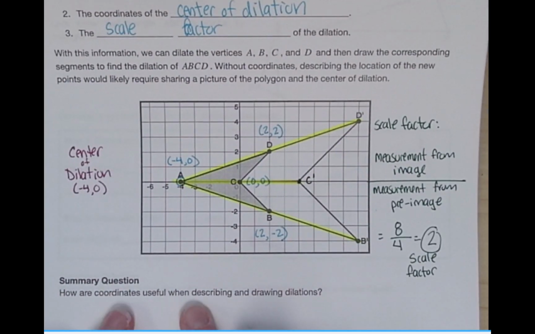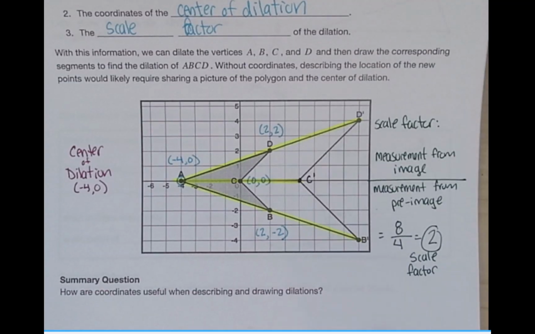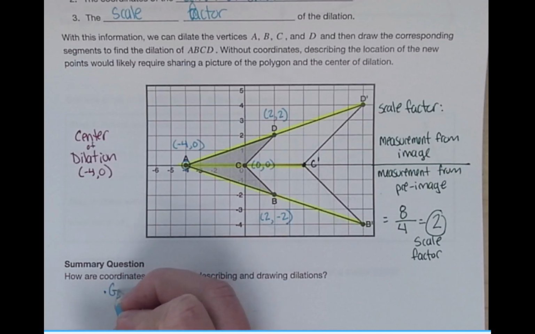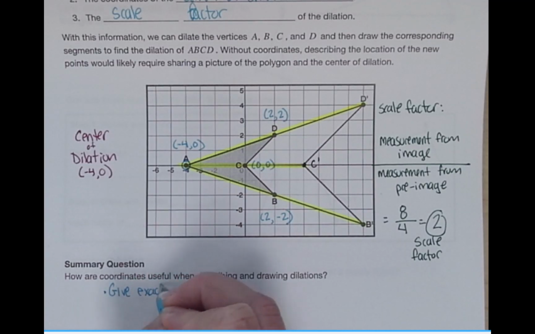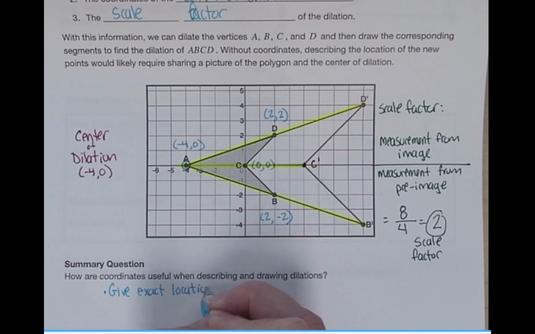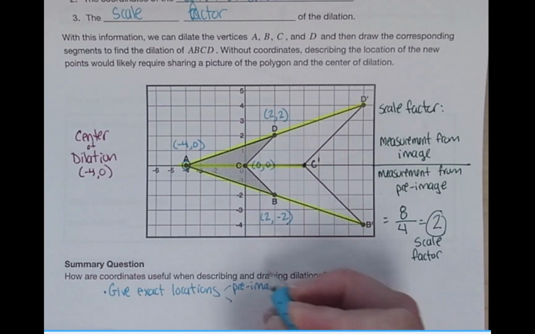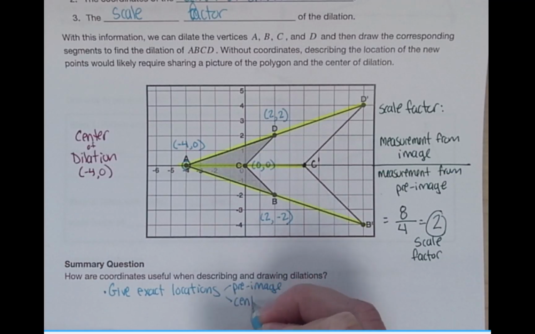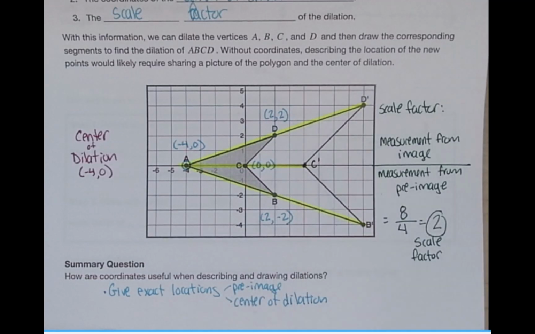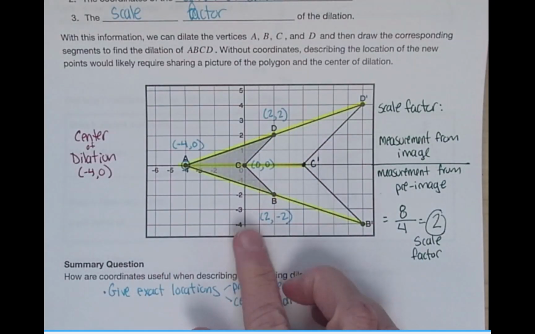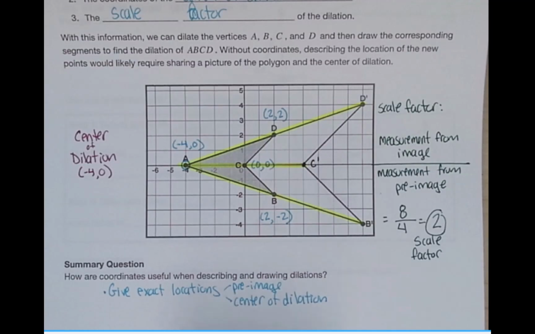So how are coordinates useful when describing and drawing dilations? Well, they mentioned it up above, but it helps us to give exact locations of two things, really. The pre-image, we can give coordinates for all the vertices, and the center of dilation. We can do dilations just out in space with no grid, but it's just a lot easier to do measurements if you have some coordinates.